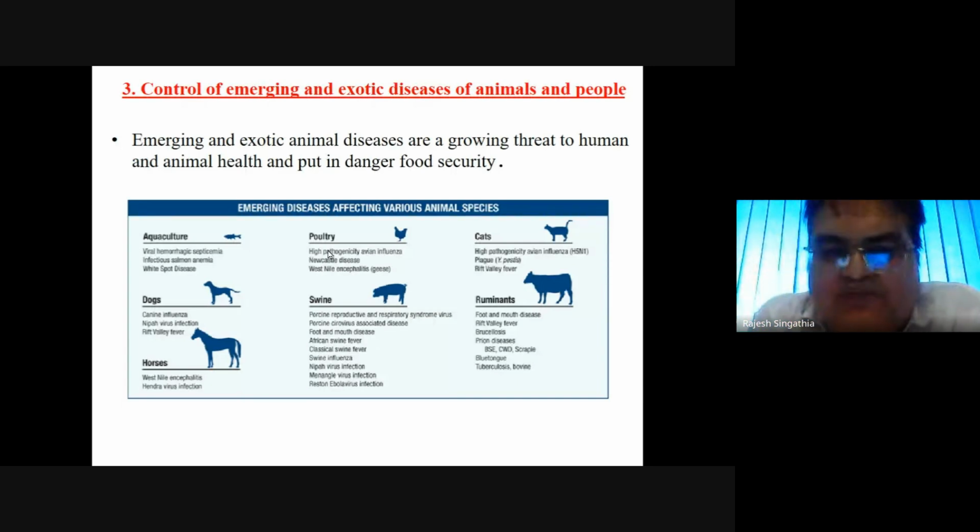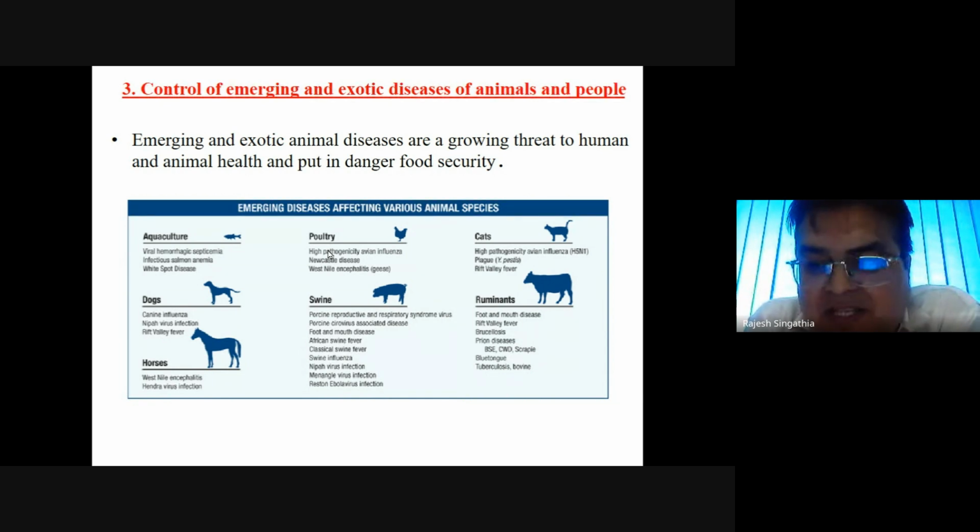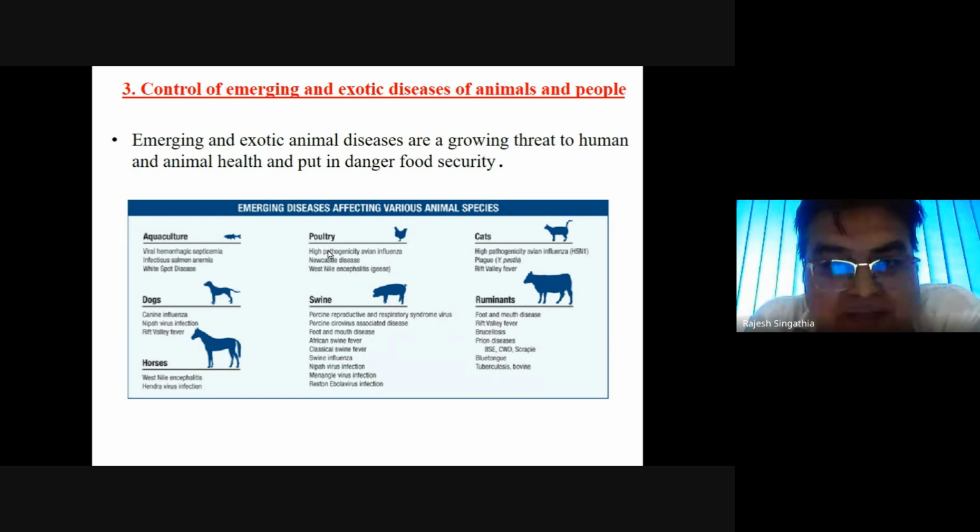The next very important point is control of emerging, re-emerging, and exotic disease of animals and people. First of all, we should know what we mean by emerging disease. An emerging disease is an infectious disease that has recently increased in incidence, or has appeared in the population for the first time. Some emerging diseases can become pandemics or epidemics, like COVID-19, SARS, HIV, Lyme disease, dengue virus, and Zika virus.